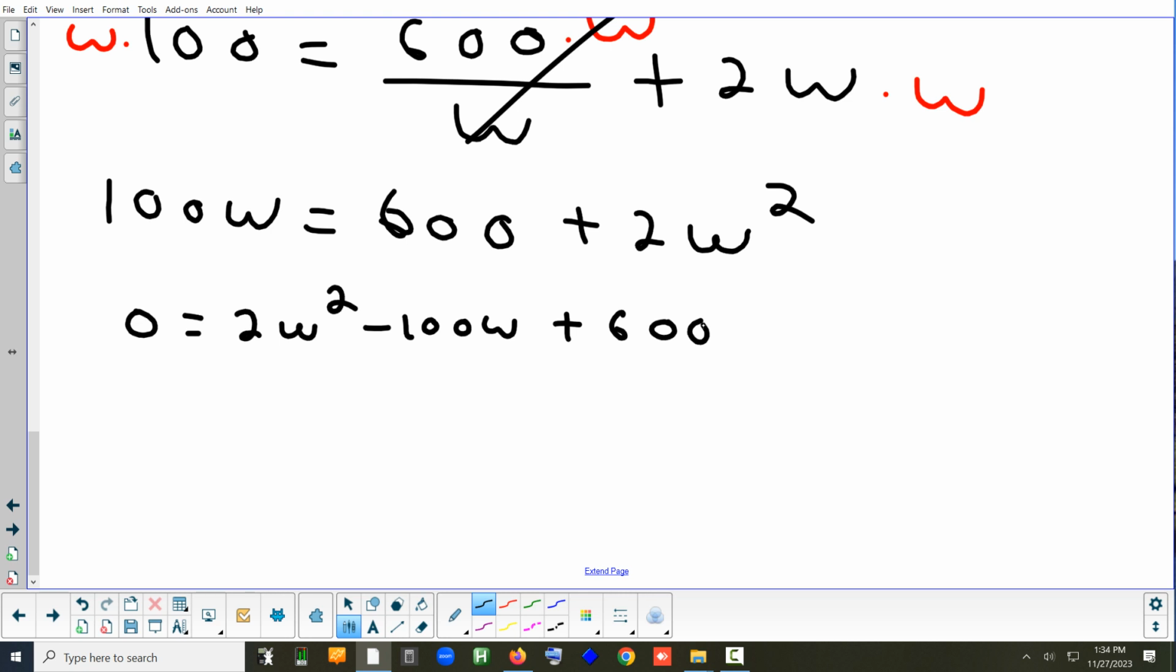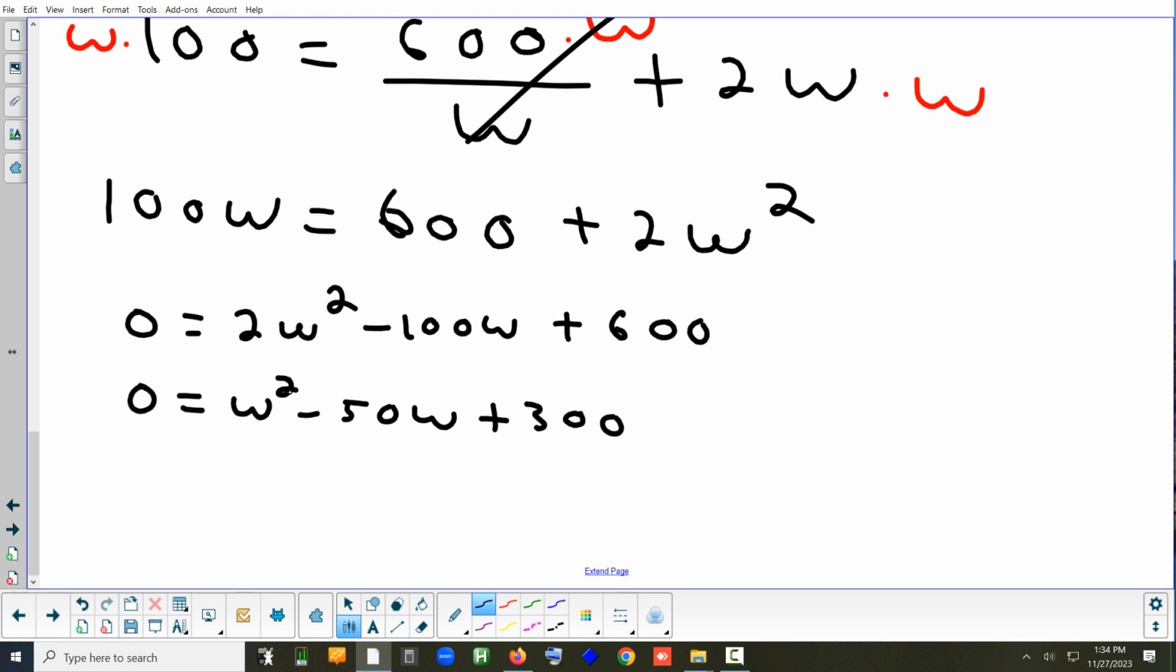Okay. What's one way that you can solve a quadratic? You can try factoring. Now, we can actually make these numbers a little easier to work with before we try to factor it. Does anybody see what they're all divisible by? 2. So, you divide by 2. That's going to make it a little easier. All right. And now we could try to factor it. We'd have to find two numbers that multiply to give you 300 and subtract to give you 50.